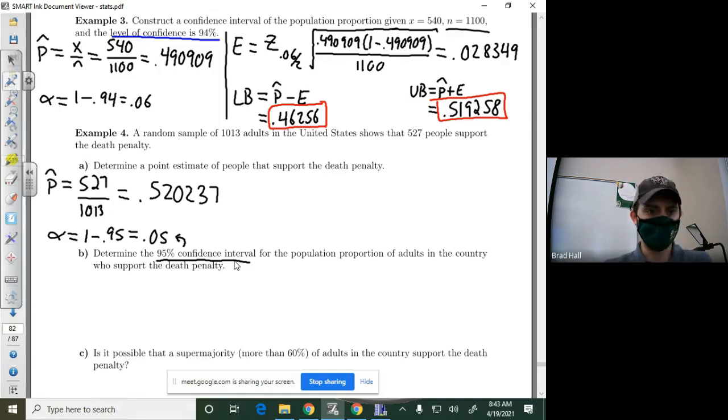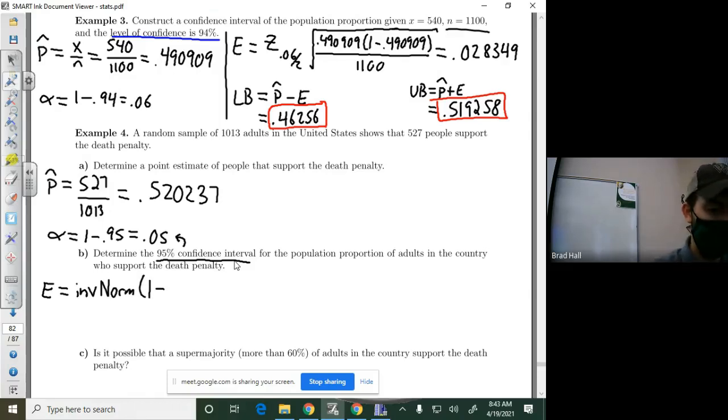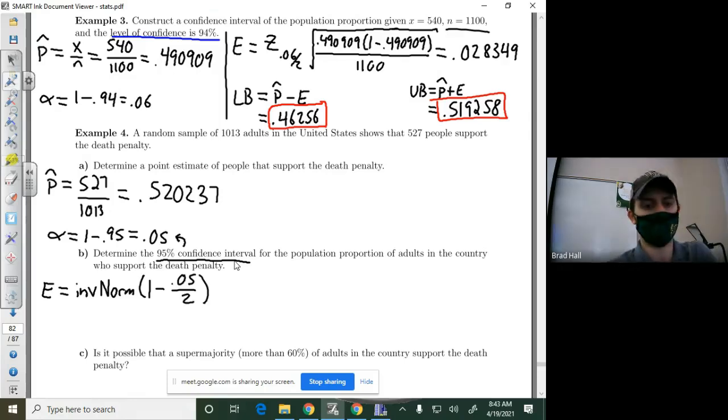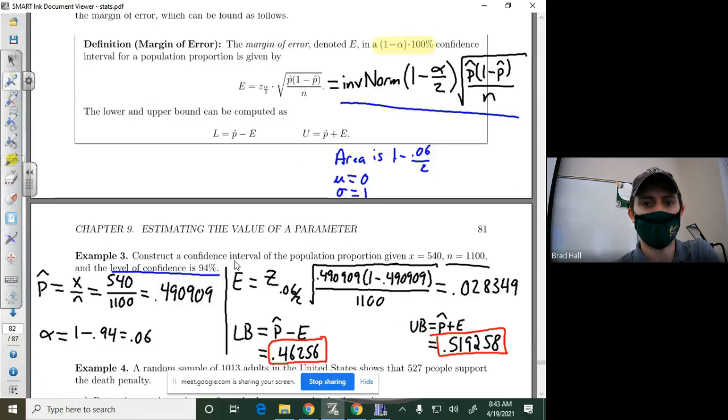And from here, we know p hat, we know alpha, we know n. So we can plug it straight into the formula. Because they want the interval, which means we need to know the bounds. But to figure out the bounds, we need the error. So I'm going to skip straight into the inverse norm of 1 minus 0.05 divided by 2. Just remember, that's what I had written up here.